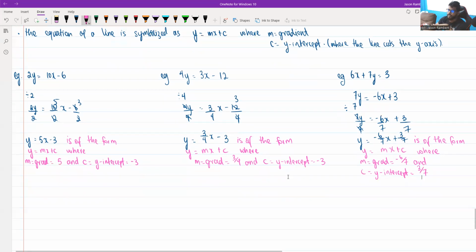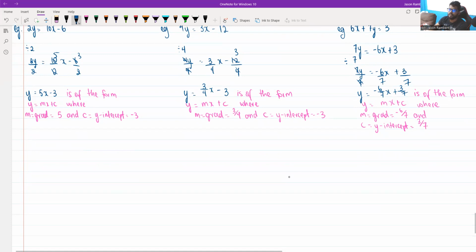All right, I'm going to put 3. Try the 3 for me. All I want is the gradient and the y-intercept. 2x is equal to 4 minus 7y. 3 is equal to 2x plus 4y. And the last one, 6x plus 4 minus y is equal to 0. Try those 3 for me, as quickly as you can. Give me the gradient, give me the y-intercept.